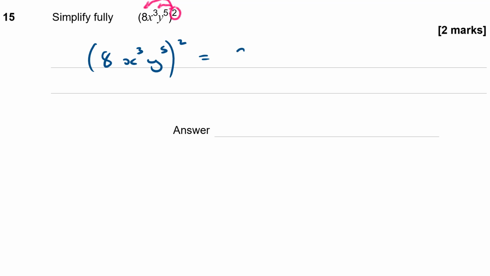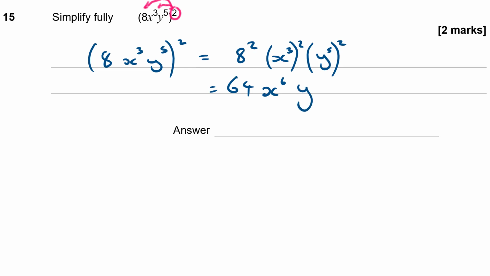That is the same thing as 8 squared, x cubed squared, y to the 5 squared. So 8 squared is 64. X cubed squared is x to the 6. We multiply these indices when we have an index of an index. And y to the power 5 squared is y to the 10.